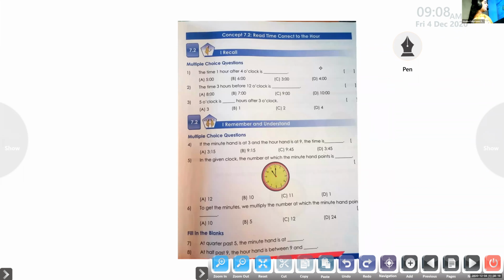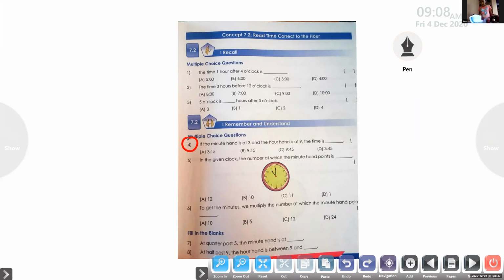Some are there to get a chance. Sana, please unmute. Read the question fast. Page number 7, question number 4. If the minute hand is at 3 and the hour hand is at 9, the time is dash.